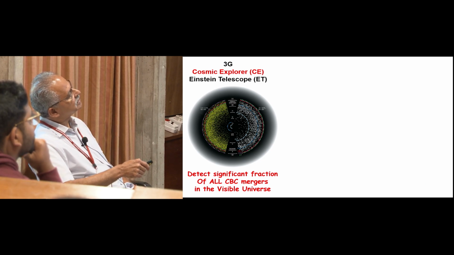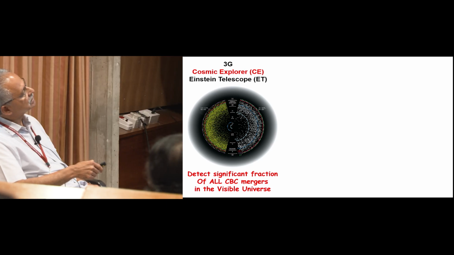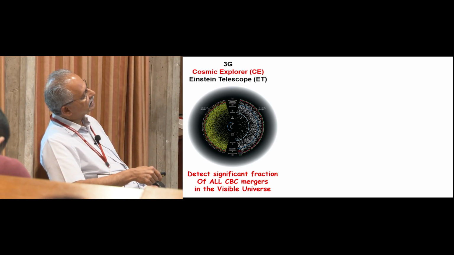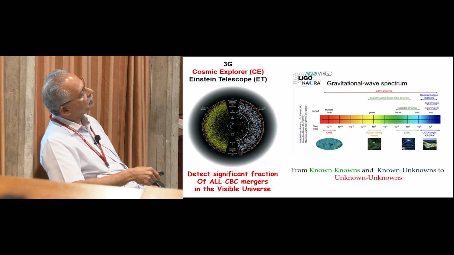We are already talking about the next generation detectors which will be 10 times more sensitive. This is the Cosmic Explorer in the US and the Einstein Telescope in Europe. And these will detect almost all the CBC mergers in the visible universe. So you can see that all binary neutron star coalescences and all binary black hole coalescences will be seen once these systems come into place. And therefore, we will begin from a situation where the sources were known. I call them known knowns. There are some sources which are known, but they are still unknown today. But our whole hope is that eventually we will see some exotic sources which I can call the unknown unknowns.